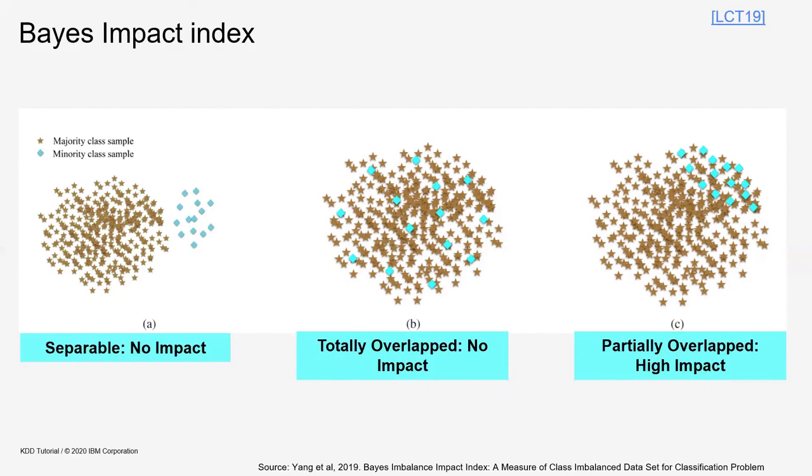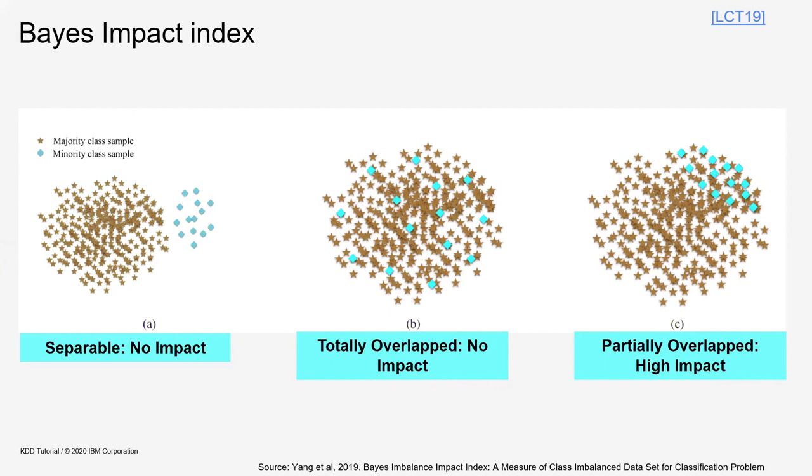Let's look at scenario B, wherein there is a complete overlap between the majority and minority class. And in those scenarios, doing undersampling or oversampling, etc., may have very little to no impact on the prediction accuracy metrics, be it F1 or another metric of choice for the minority class.